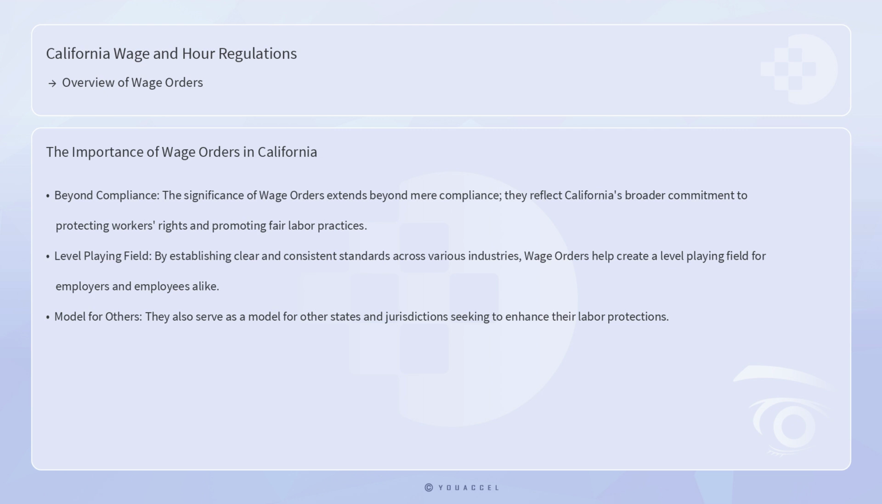The significance of wage orders extends beyond mere compliance. They reflect California's broader commitment to protecting workers' rights and promoting fair labor practices. By establishing clear and consistent standards across various industries, wage orders help create a level playing field for employers and employees alike. They also serve as a model for other states and jurisdictions seeking to enhance their labor protections.